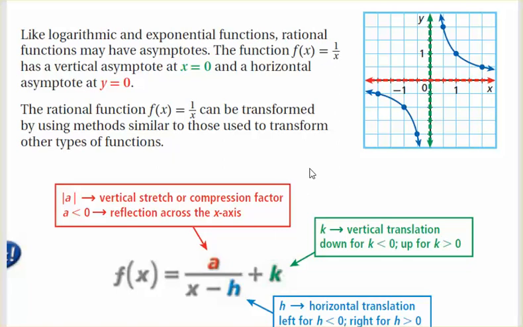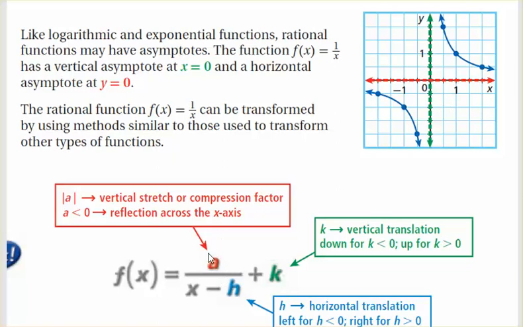Next thing we're going to look at is the transformations of rational functions. So this graph up here is the parent rational function. It's the simplest rational function you can get, f of x equals 1 over x. But we can change the equation, and when we change the equation, it will transform it so it looks different.